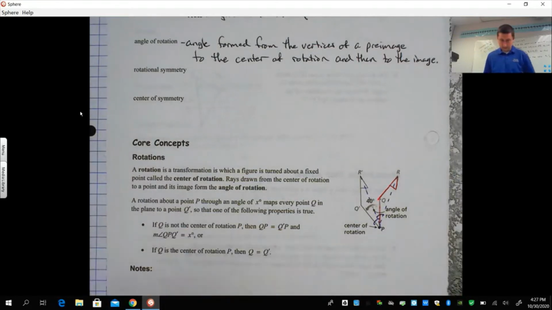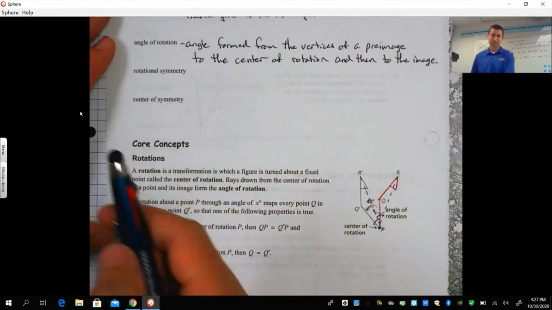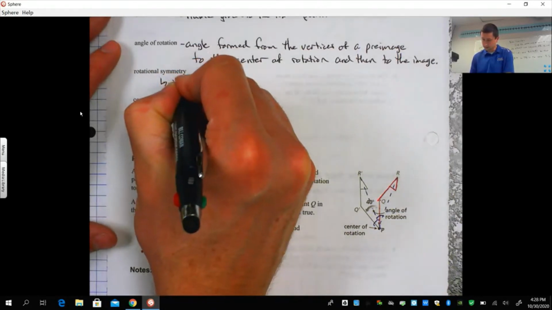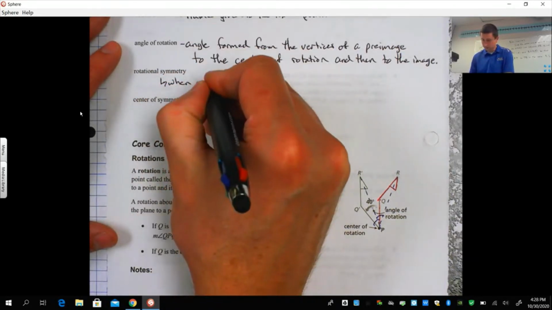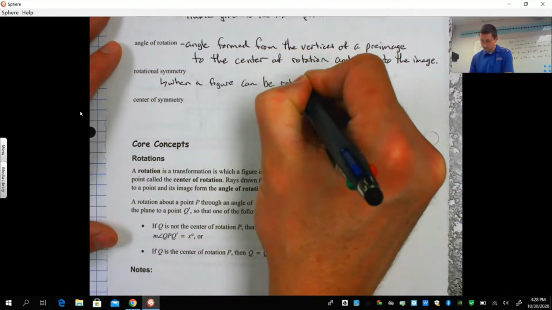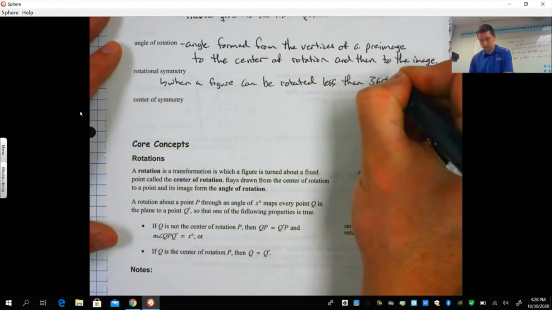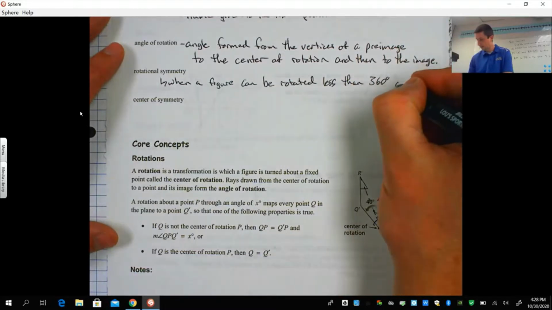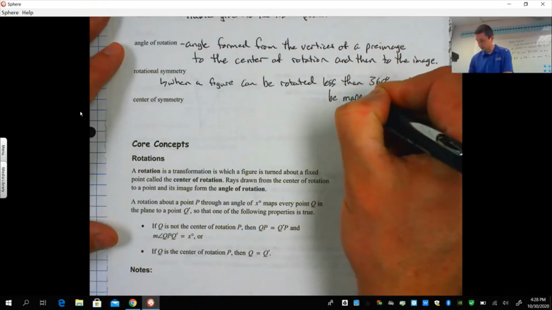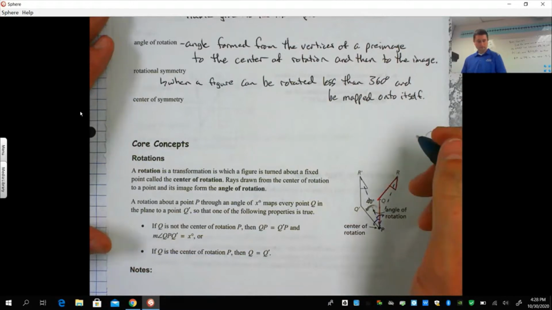The final two, rotational symmetry. This is kind of like a line of reflection symmetry. Rotational symmetry is when a figure can be rotated less than 360 degrees and the official word here is be mapped onto itself. Basically, it looks the same.